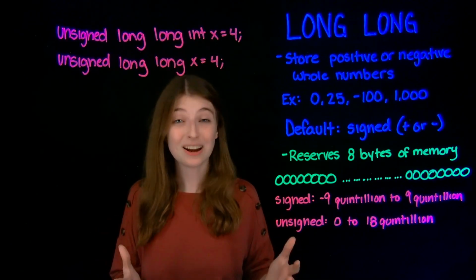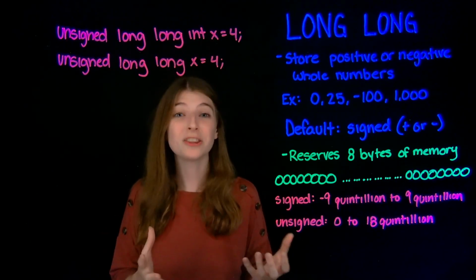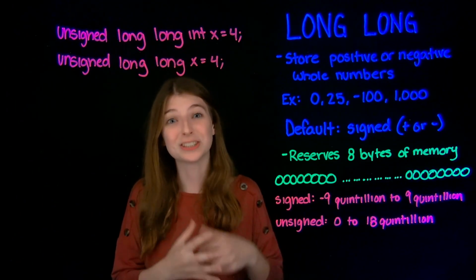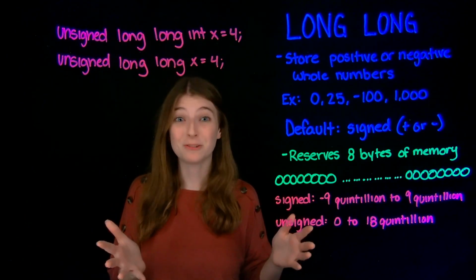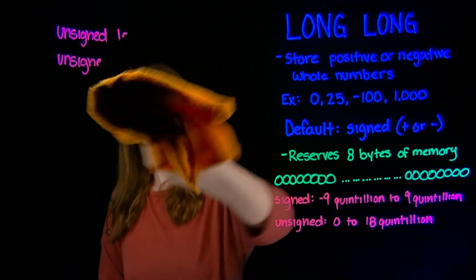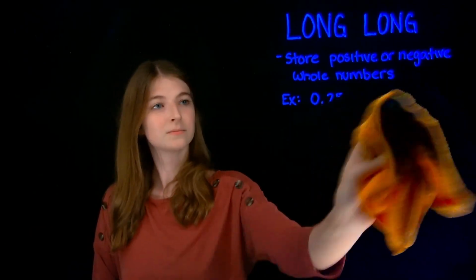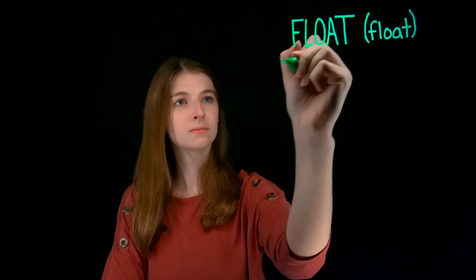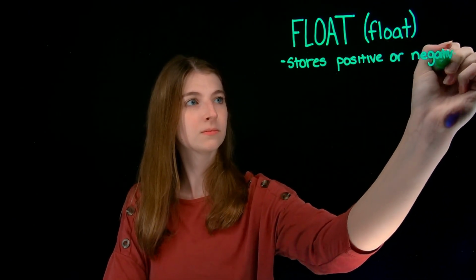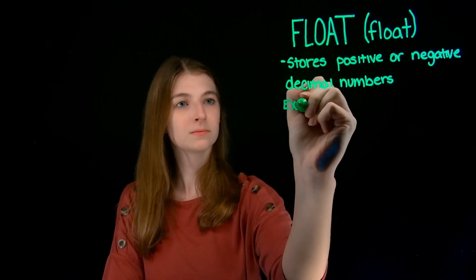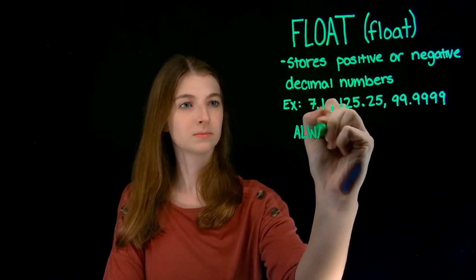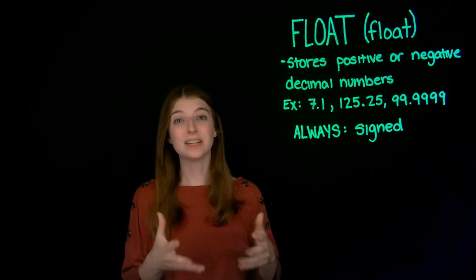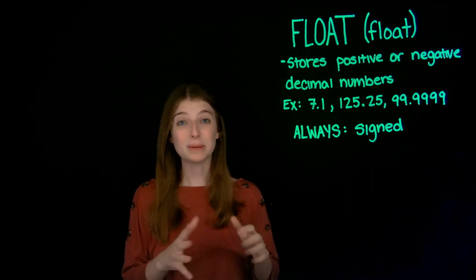Now, we've spent a lot of time talking about whole numbers and all the different ways you can modify an integer data type. Now let's switch gears and talk about decimal numbers. Thankfully, it's a lot more simple. There are only 2 main data types for decimals, a float and a double. A float stores positive or negative decimal numbers, like 7.1, 125.25, or 99.9999. Unlike integers, floats don't have an unsigned version. They can only be signed.